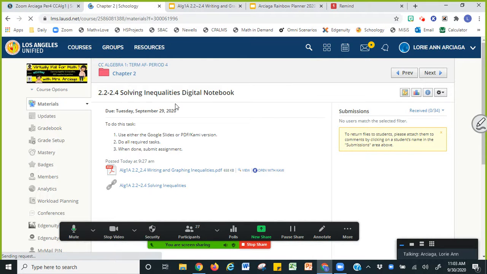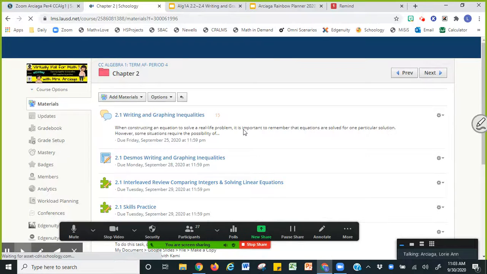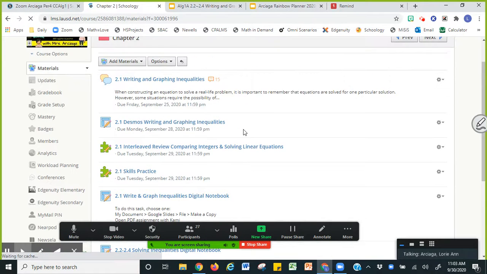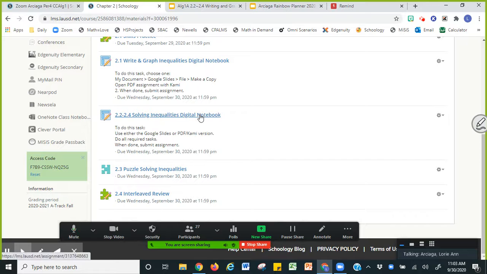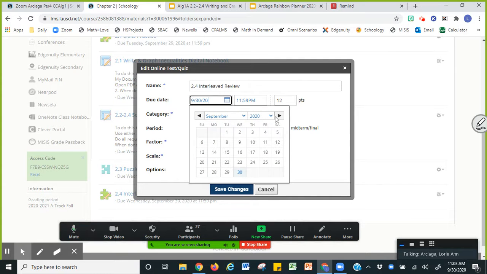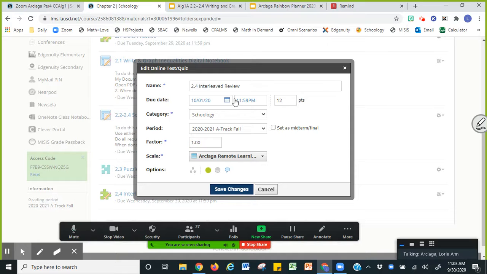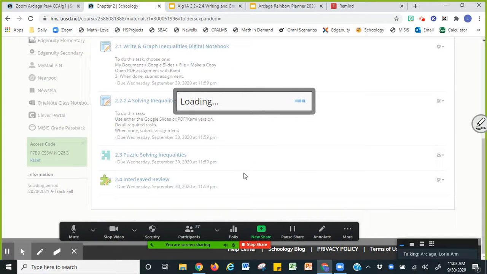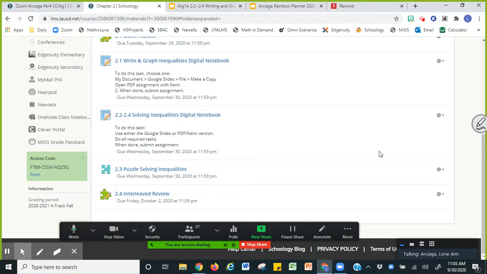I tried to spread out the deadlines, so we did the digital notebook today. Now you will do the puzzle. And if you have time, do the interleave review. But if you don't finish this one, I can move this until tomorrow because it's just a review anyway. So I'll change the deadline of this so you can do it. Oh, we don't meet tomorrow, sorry. Yeah, Friday. Okay. All right.